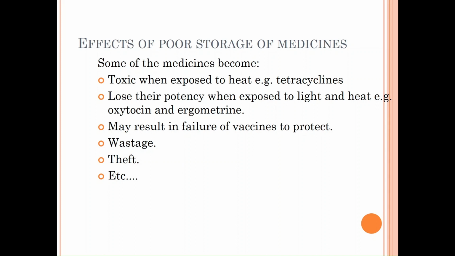And there are a number of them. One, we have those elements that are toxic when they are exposed to heat, so you find that the patient will now consume the toxins. And then there are those that lose potency when exposed to light and heat. Examples of those are oxytocin and ergometrine. Poor storage may also result in failure of vaccines to protect.